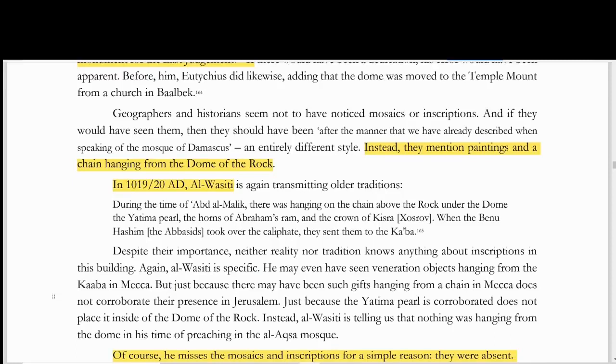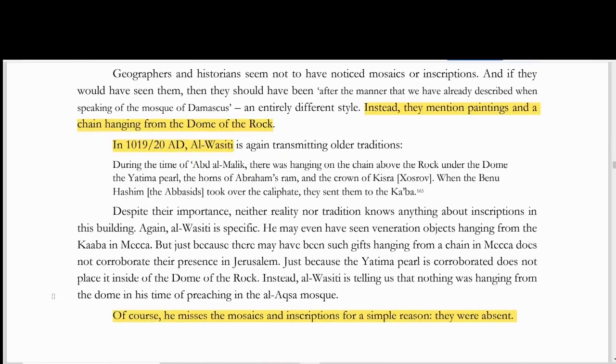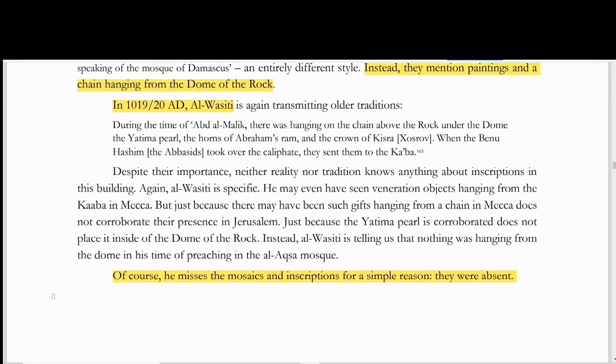Al-Wasiti is again transmitting older traditions. During the time of Abd al-Malik, there was hanging on the chain above the rock, under the dome, the Yatimi pearl, the horns of Abraham's ram, and the crown of Hisra, which we call Khosrow. When the Banu Hashim, the Abbasids, took over the caliphate, they sent them to the Kaaba. Despite their importance, neither reality nor tradition knows anything about inscriptions in this building.